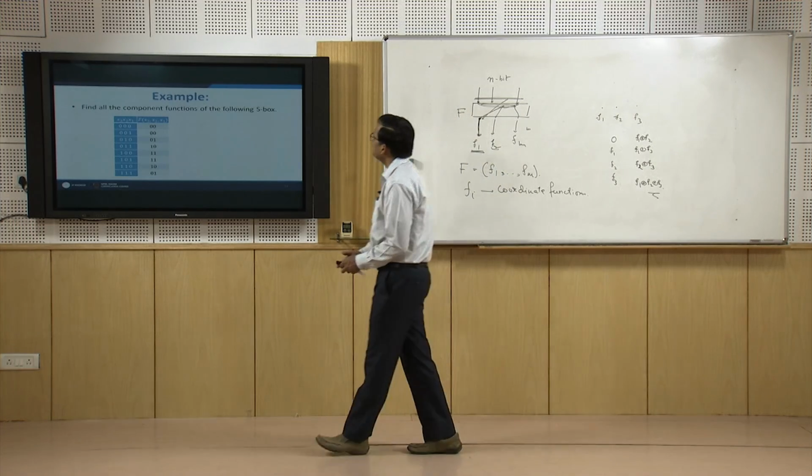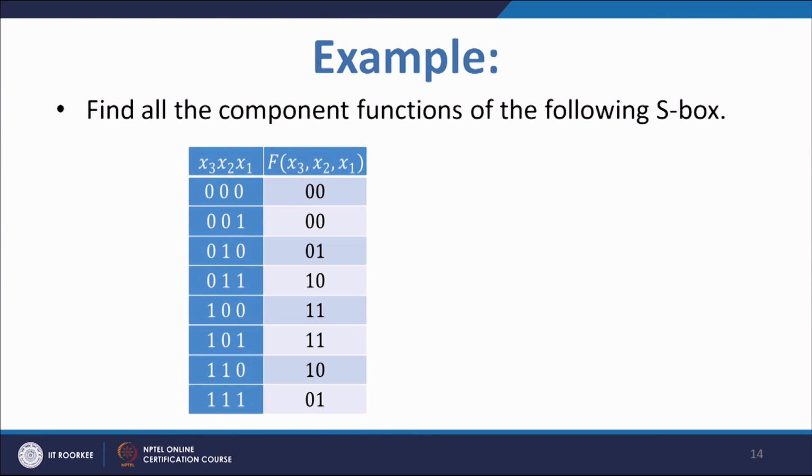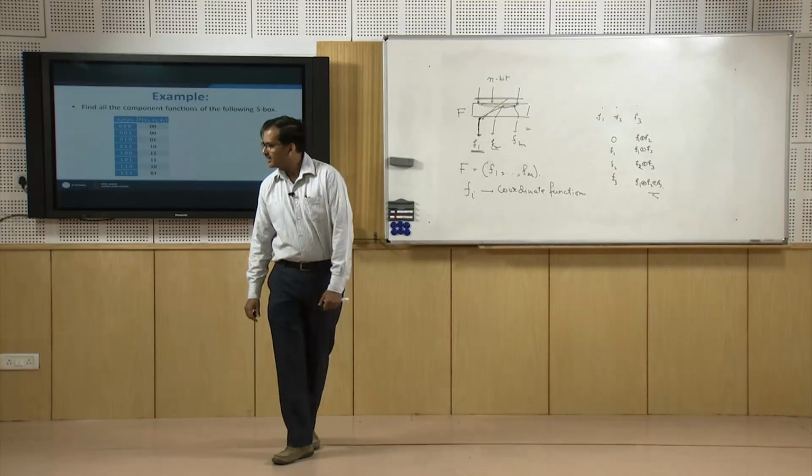Now, there is one example that we can check. I give you one S box. So, it is a 3 by 2 S box. It is completely listed over here, and I will ask you to find all the component functions. That is an exercise.